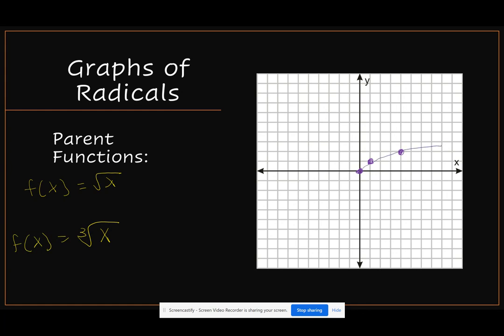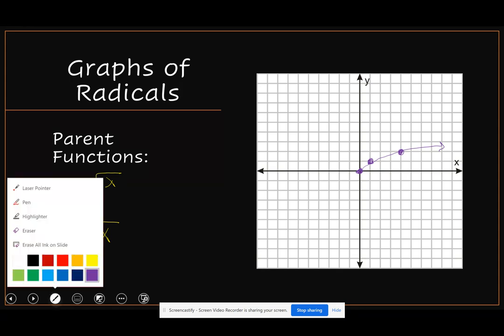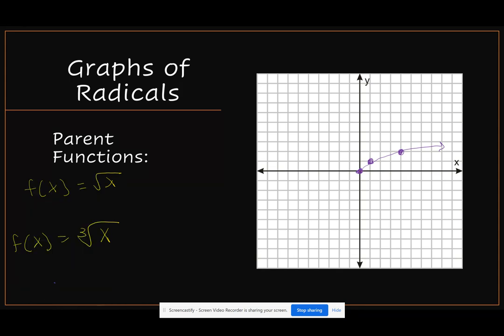And then for cube root, it's going to look a little different because we can have negatives. So for cube root, it's still 1, but it can also be the cube root of negative 1 is negative 1. The cube root now of 8 is 2. And the cube root of negative 8 would be negative 2. So the parent function for the cube root is going to look more like that. It goes through both sides.